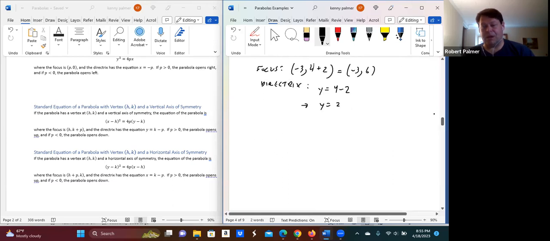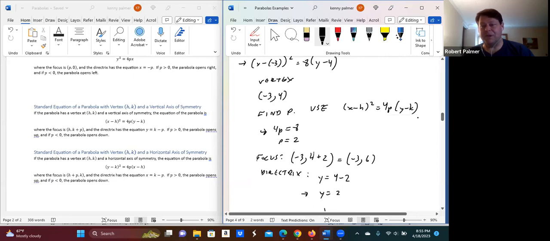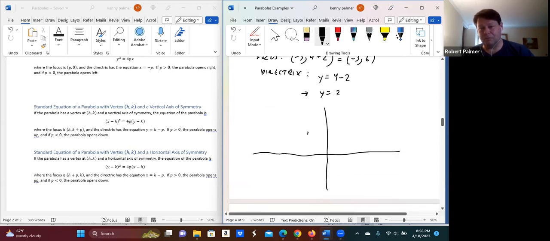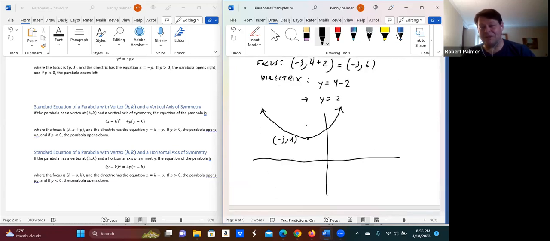Okay. Now let's try and graph that. So let's draw our set of axes. Our vertex is -3, 4. Then the focus, so probably looks something like this. It's going to open up. This p is positive. The focus is -3, 6, so about right here. And then finally, the directrix is the line y equals 2.